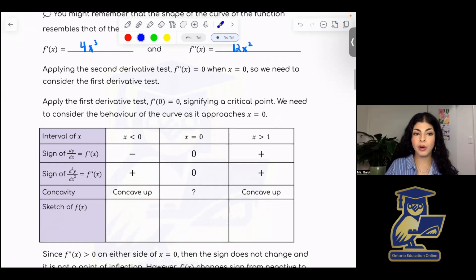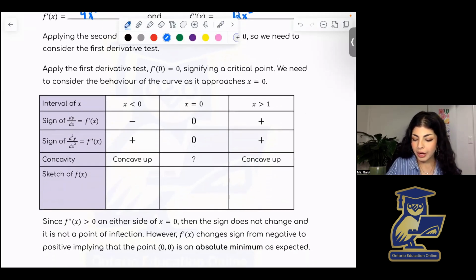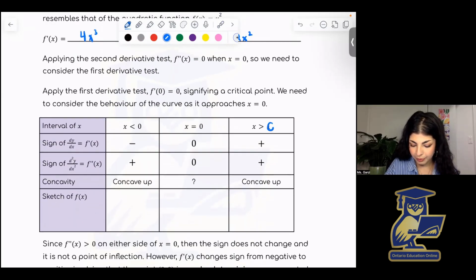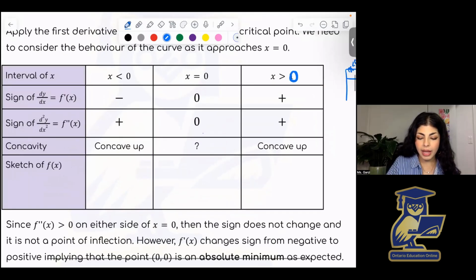So that's why we have our sign chart set up. This is x is 0, and one thing I'll point out: this should be x is greater than 0, sorry. This could have just been 2 sections, where this is x is less than 0 and this is x is greater than 0. And this line in the middle is x is 0 itself. Notice I have a question mark because we're not sure yet if it's a point of inflection.